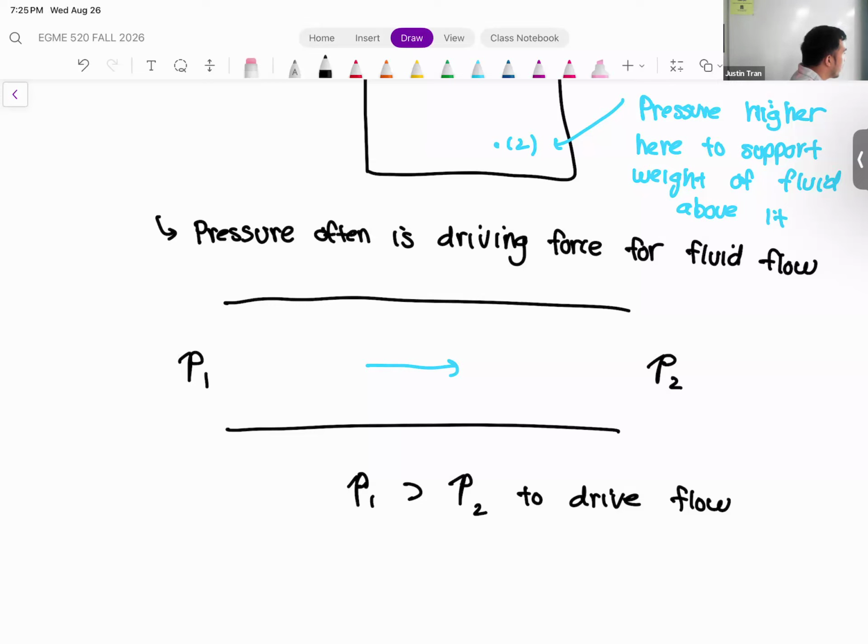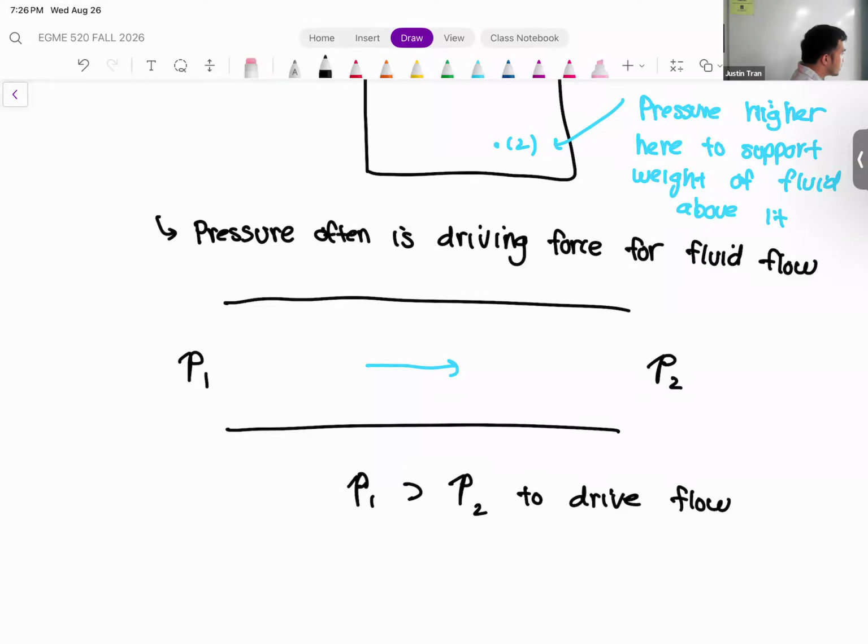If you spend any time looking at the plumbing system within your house, a lot of that is just manipulating the water pressure in your house in order to drive the flow to where it needs to go. And oftentimes, pressure gradients like this are generated by some kind of mechanical device, like a pump or something like that.